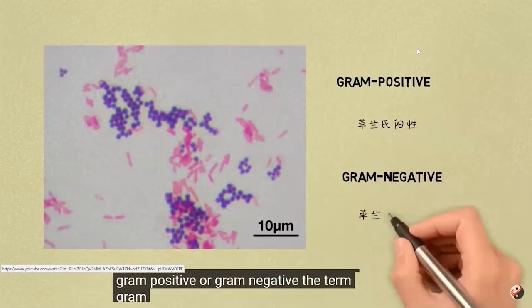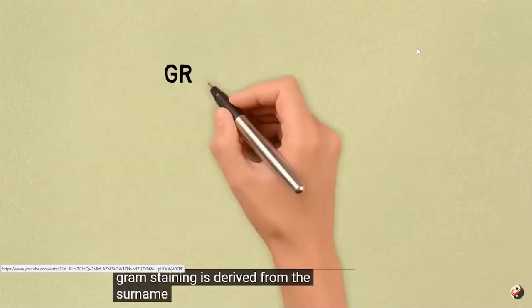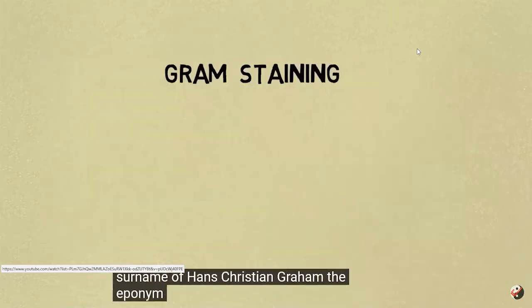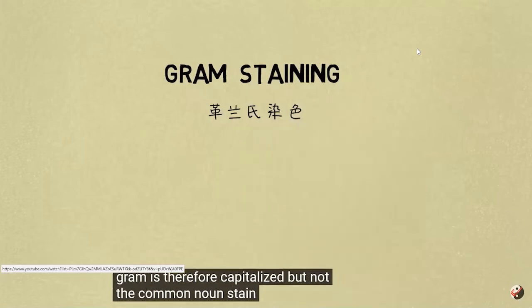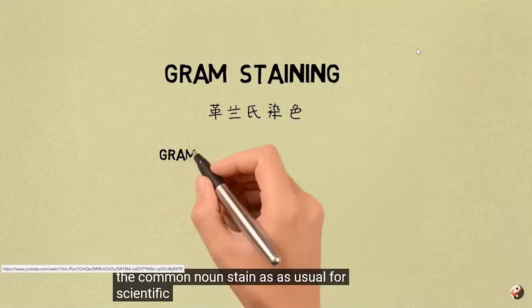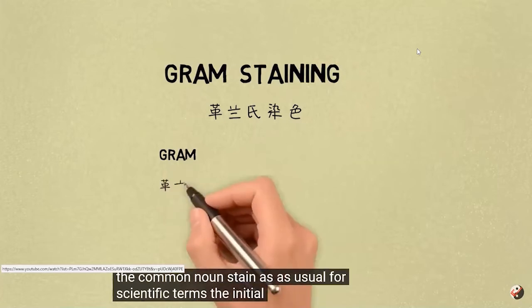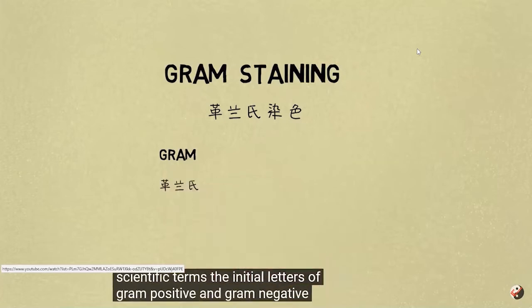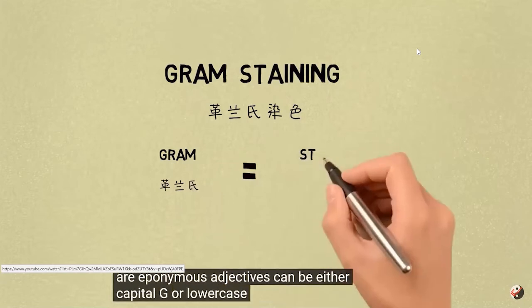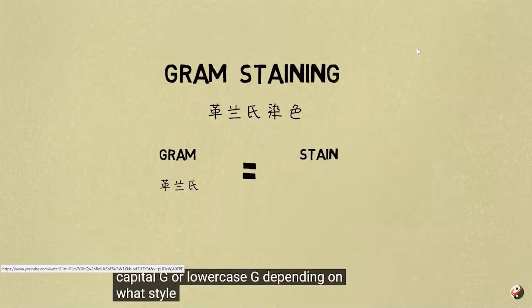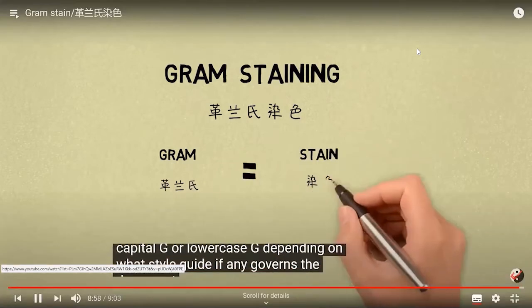The term gram staining is derived from the surname of Hans Christian Gram. The eponym, Gram, is therefore capitalized but not the common noun, stain, as is usual for scientific terms. The initial letters of gram-positive and gram-negative, which are eponymous adjectives, can be either capital G or lowercase g, depending on what style guide, if any, governs the document being written.